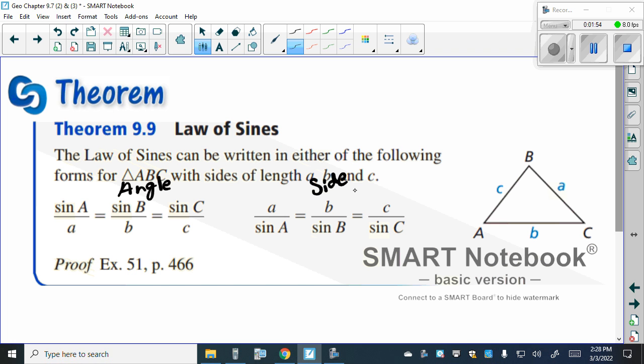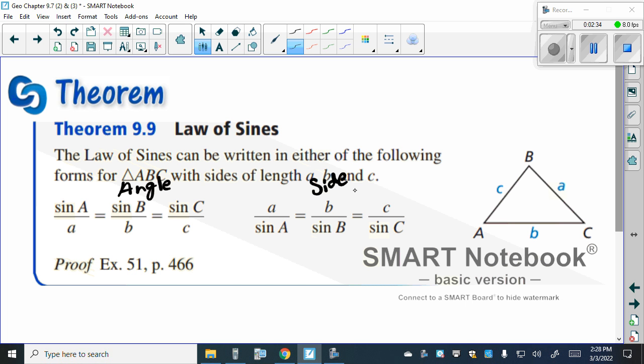And for any one, whenever we use this, we only use two parts. A over sine of A is equal to B over sine of B, or C over sine of C. And this here is for our sides. If we're trying to find a missing side, we're going to use this setup here. If we're wanting to find missing angles, we use sine of A over A is equal to sine of B over B is equal to sine of C over C.